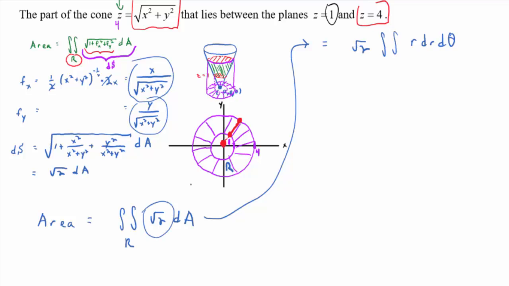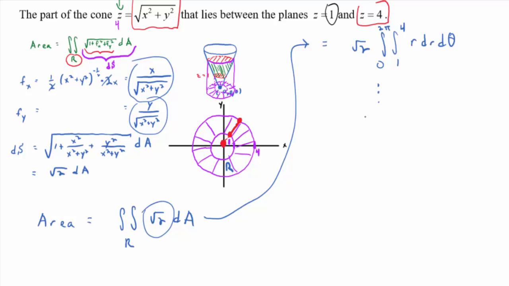So I pulled this guy out front, and then the limits of integration on r go from what to what? 1 to 4. And then what does theta go from? 0 to 2 pi. And that's not so bad, right? You guys want to take it from there? Do you want to see me do this one? Okay, so we'll let you take it from there.